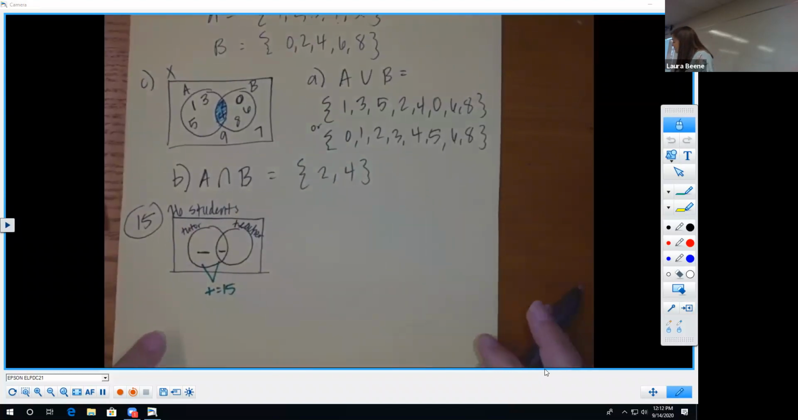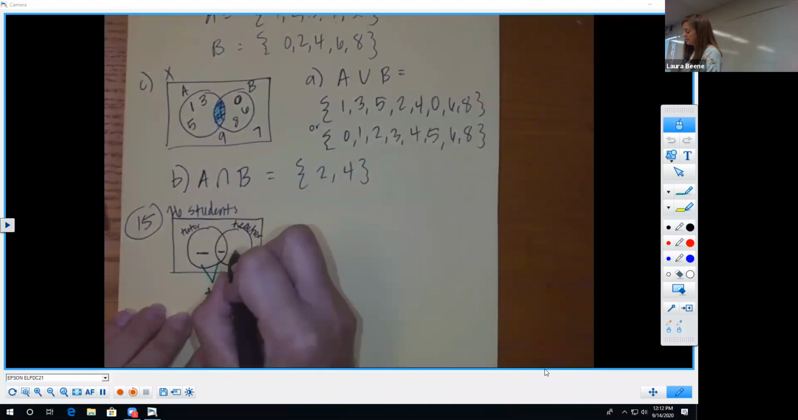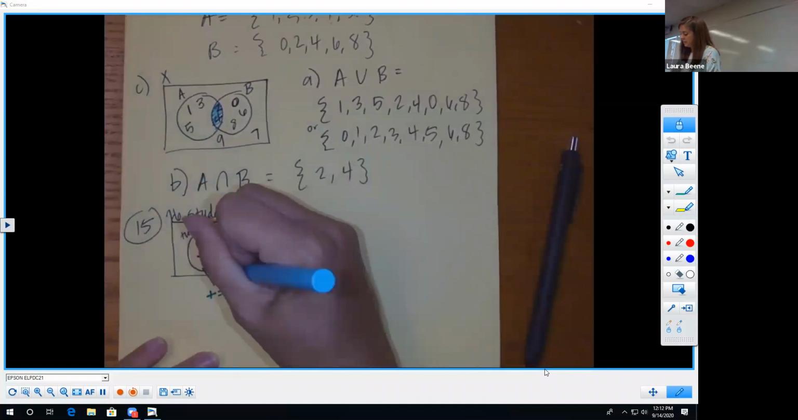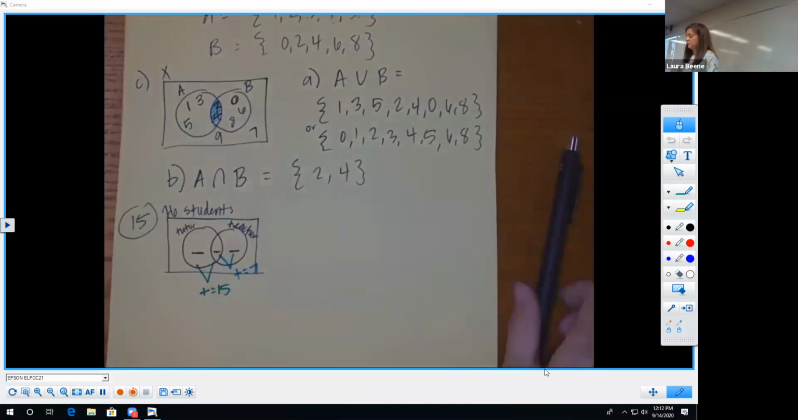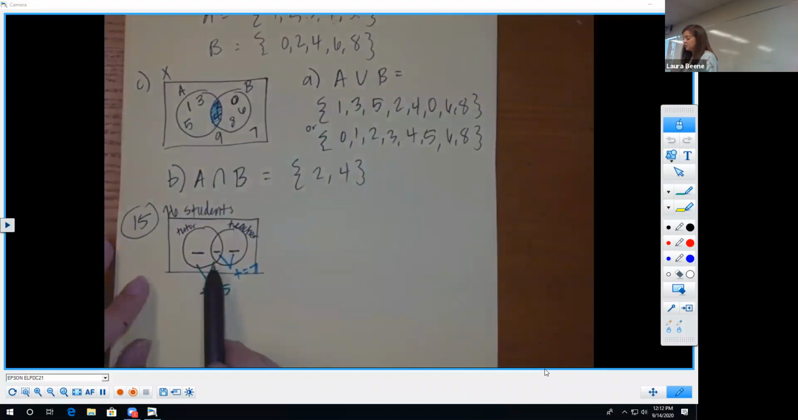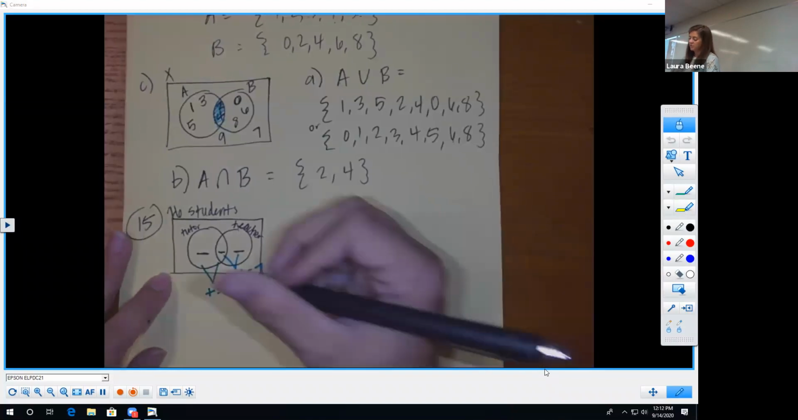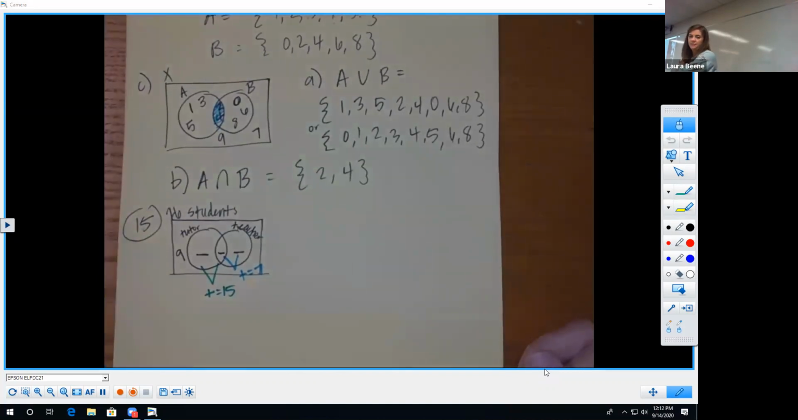And then the other 2 numbers, 7 of them got help from the teacher. So that means the middle number and this outside number are going to add to be 7. Okay, and then it tells us that some people did both. So that's the number in the middle that we're trying to figure out. And then 9 of them did nothing. So 9 of them are going to be on the outside somewhere. It doesn't matter where you put it, just anywhere on the outside.